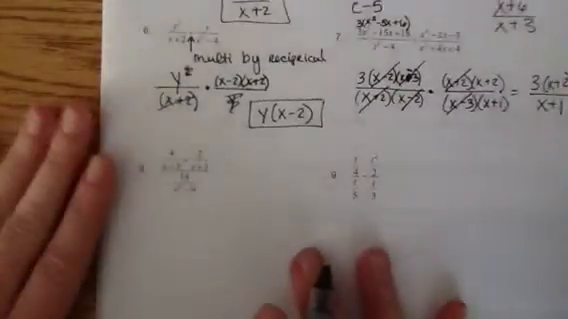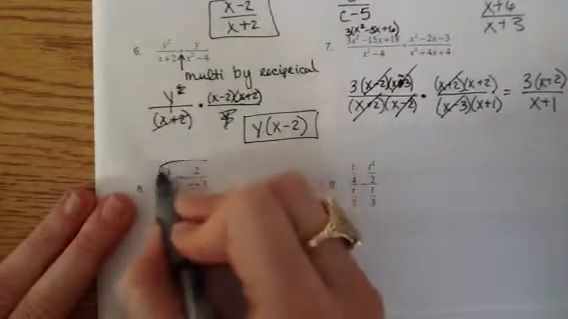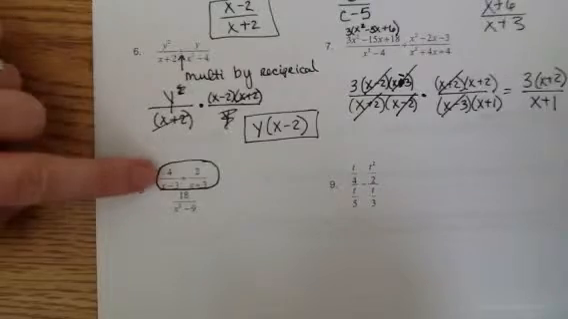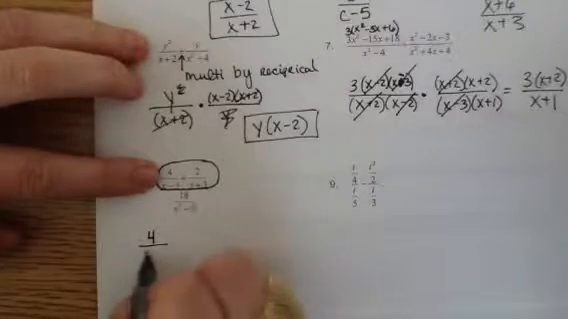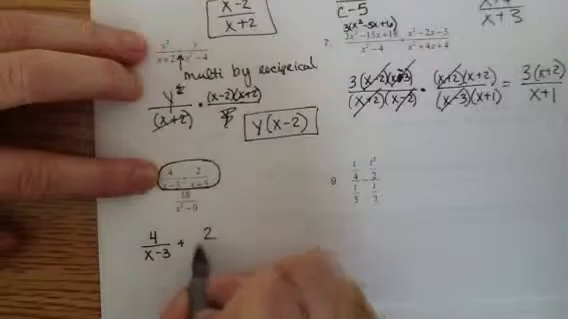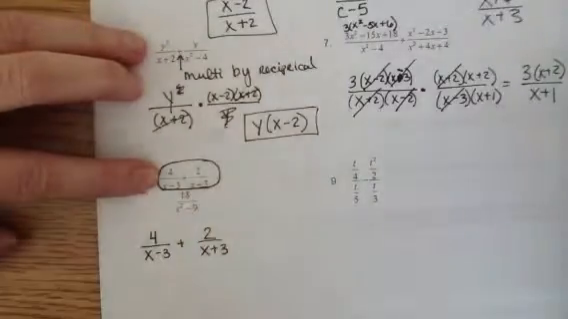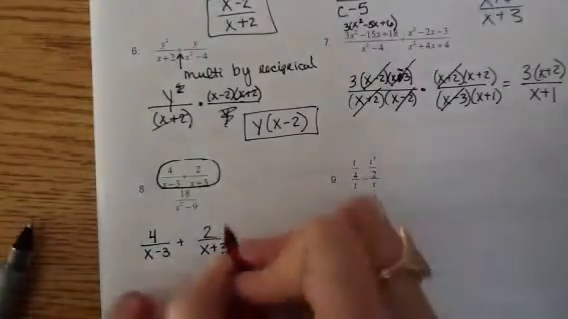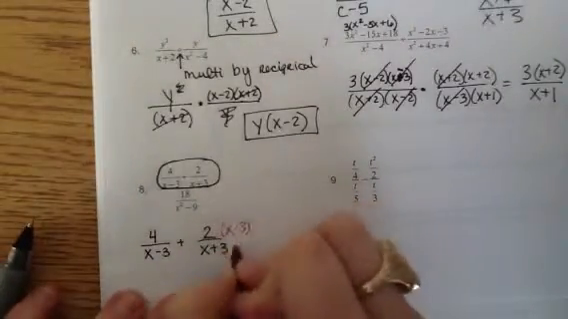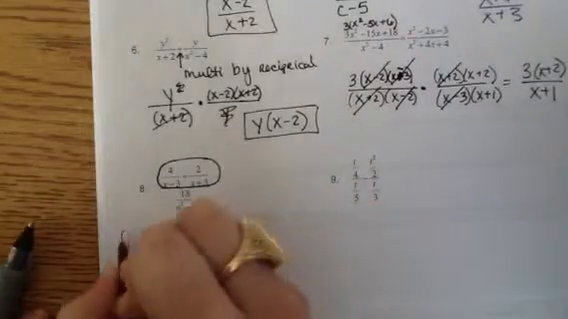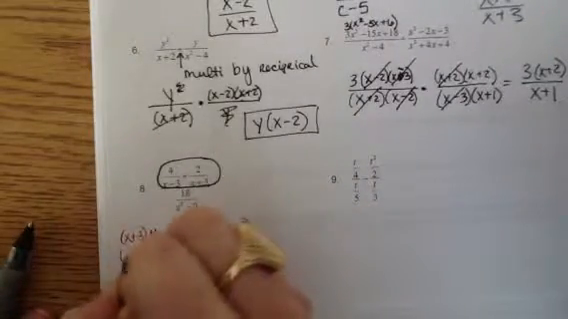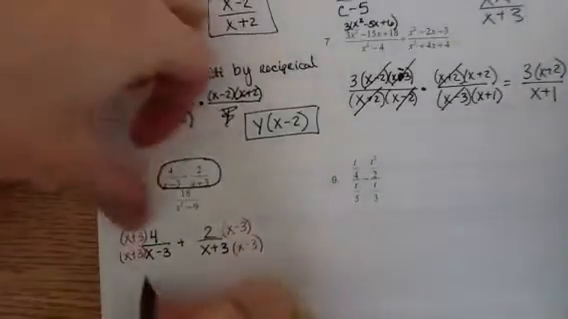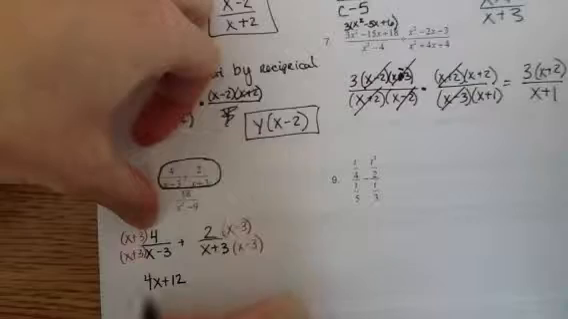Okay, number 8. Here we got to do a couple things. First thing we got to do is get a common denominator so we can add these together. So I'm going to rewrite this problem so I have some more room to work. We need common denominators first before we can combine those. So on the right, I need to multiply by x minus 3. And here on the left, I need an x plus 3. So that's 4x plus 12.